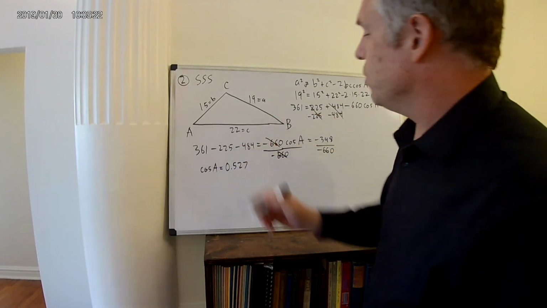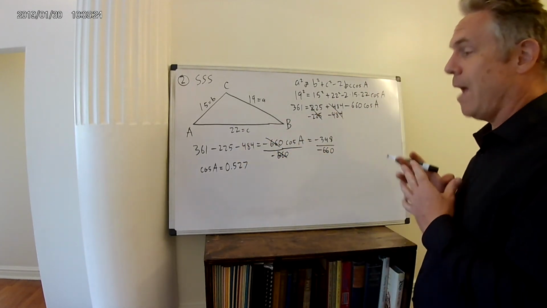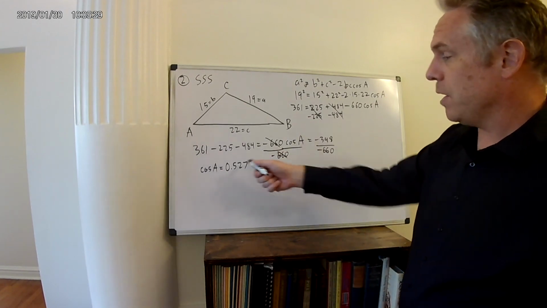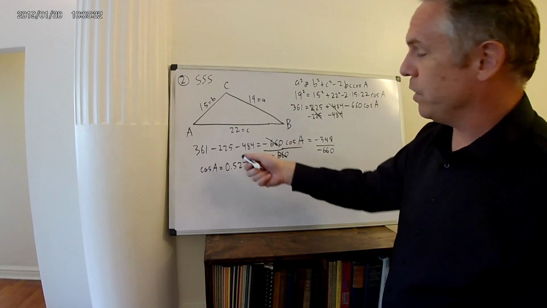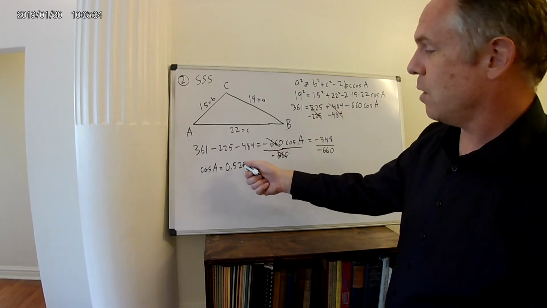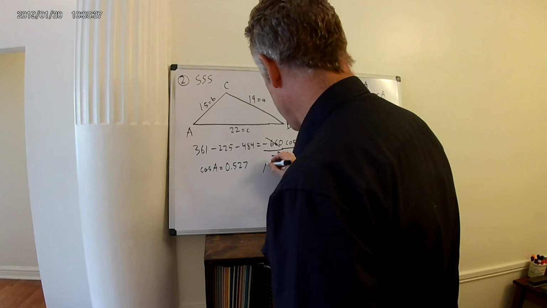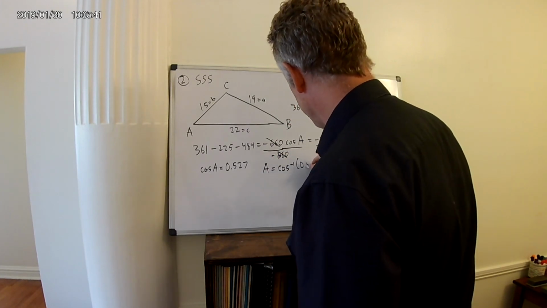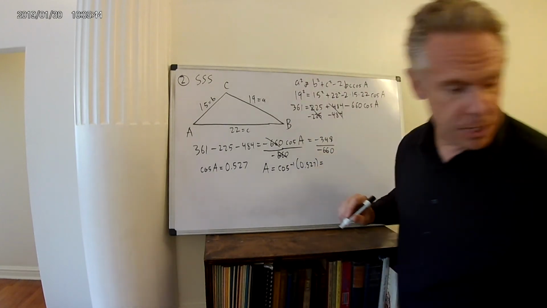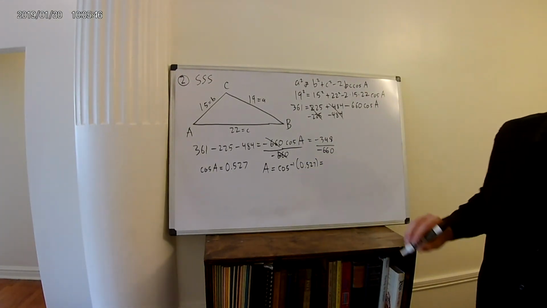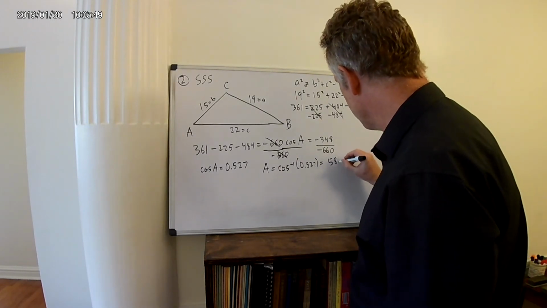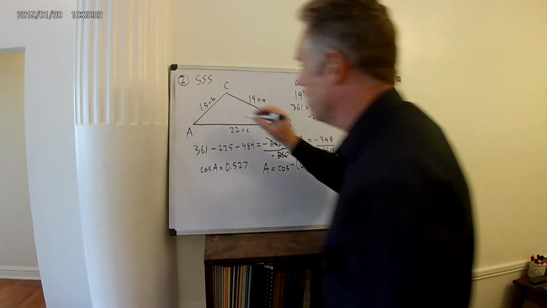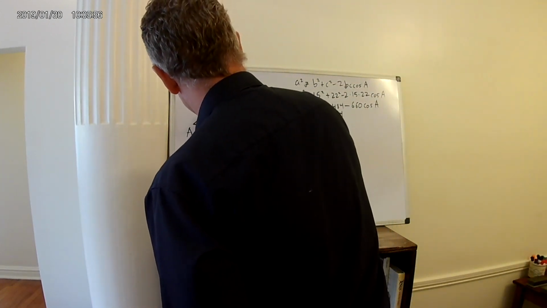Now keep in mind that I don't want to solve for cosine of angle A, really I want to solve for angle A. So I'm going to take an inverse cosine of this number here, right? So if I have cosine of A equals a number, then angle A equals the inverse cosine of this number. And so angle A equals the inverse cosine of 0.527. And if you plug that in your calculator, you get 58.2 degrees. Okay, so this is angle A now. So now we solve for angle A, 58.2 degrees.